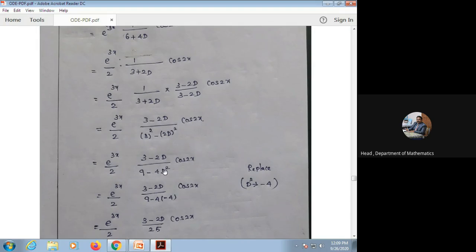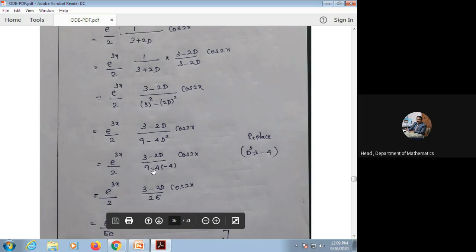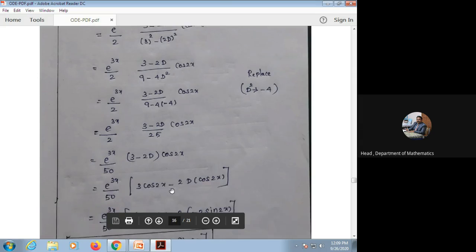Here I have to put the d squared value, that is minus 4. Therefore, 9 minus 4 into minus 4 into cos 2x. Minus into minus is plus. So 9 plus 16, that is 25. Therefore, e power 3x, 2 into 25, we get 50. And the remaining terms, 3 minus 2d into cos 2x, these two are multiplication terms. Take cos 2x inside. Therefore, e power 3x by 50, 3 into cos 2x minus 2d into cos 2x.